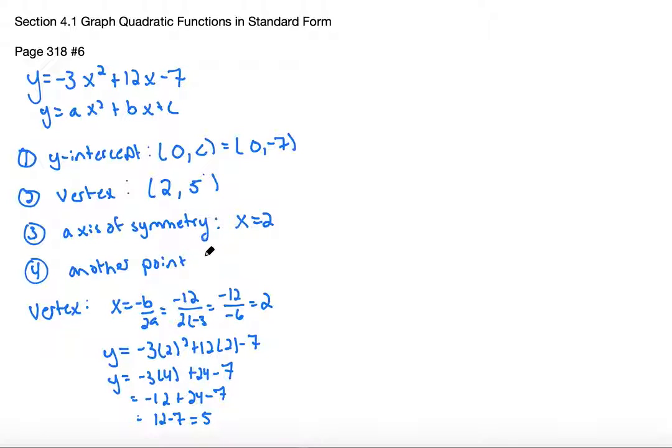Now we need another point on this parabola, so I recommend using an x-coordinate that is close to your vertex that's easy to substitute in. So a point that's close to 2 that's easy to substitute would be the point 1. So we substitute that into my equation. We have negative 3 times 1 squared plus 12 times 1 minus 7. Okay, again, we have a little mistake there. So we have minus 7. So we have y equals negative 3 plus 12 minus 7. So we have positive 2.